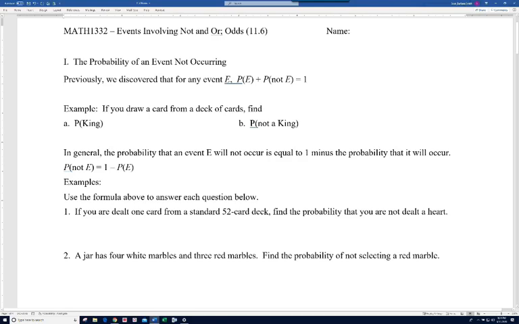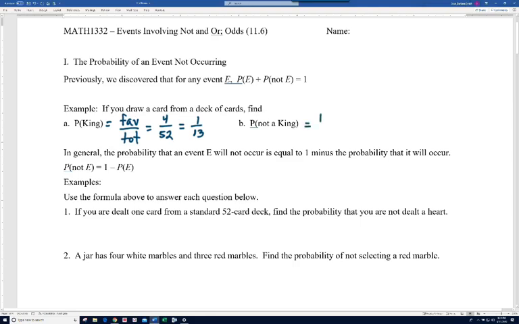We discovered that for any event E, the probability of E plus the probability of not E is equal to 1. So for example, if you draw a card from a deck of cards, find the probability that you get a king. Well, remember, it's the number of favorable outcomes divided by the total number of outcomes.